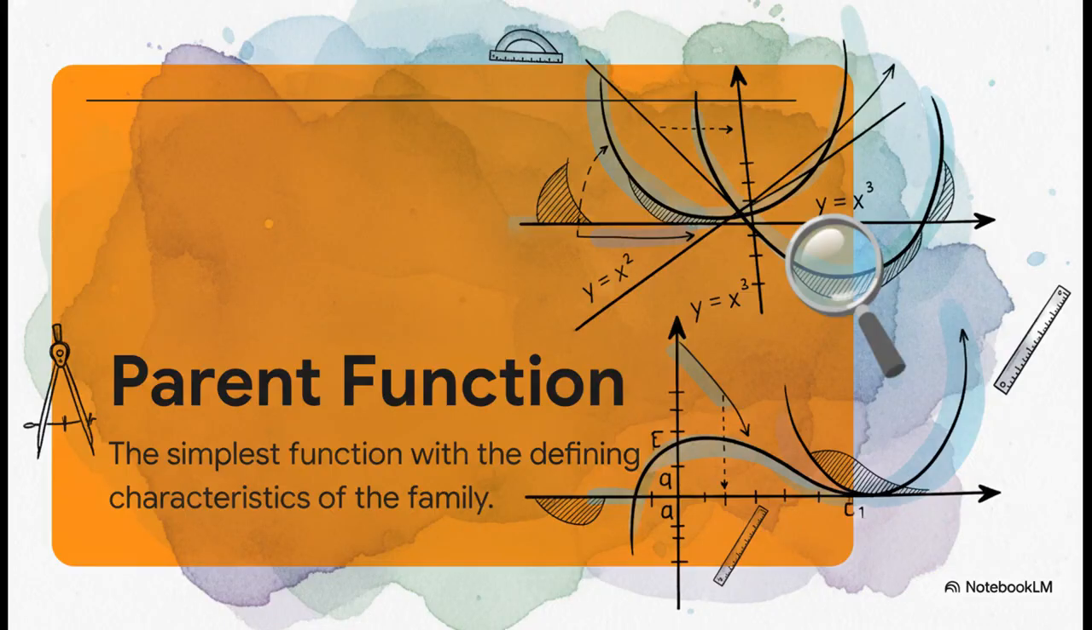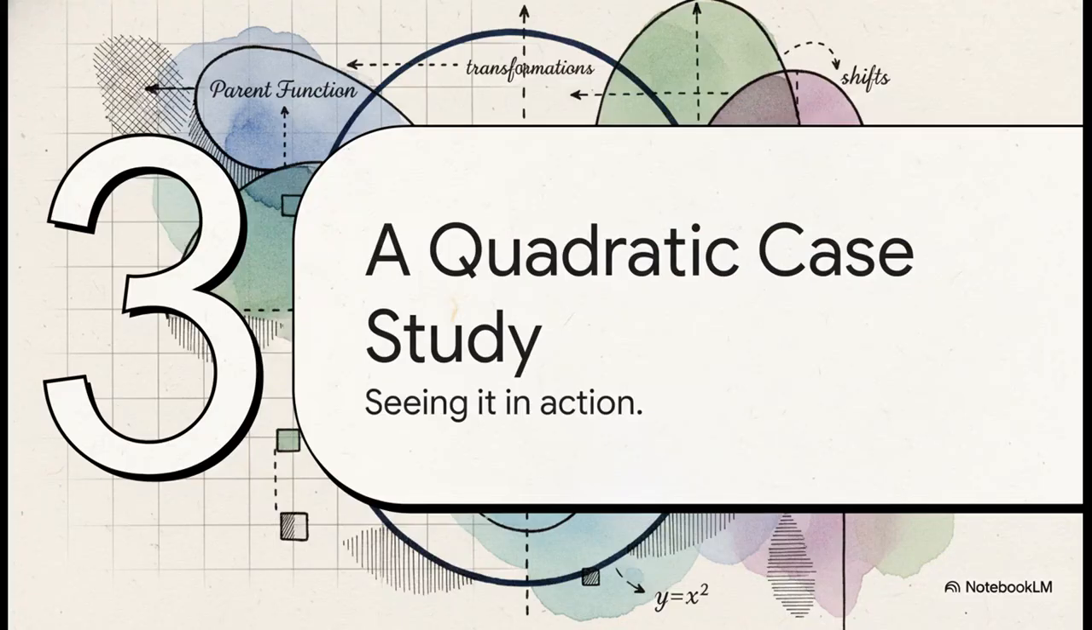So here's the official idea. A parent function is the most basic, stripped-down version in its family. Every other function you run into is just a transformation, a modified version of that parent. You can think of it like the original blueprint. Everything else is just a tweak on that first design. Okay, enough theory. Let's make this real by diving into our first example. Seeing it happen is way better than just talking about it.